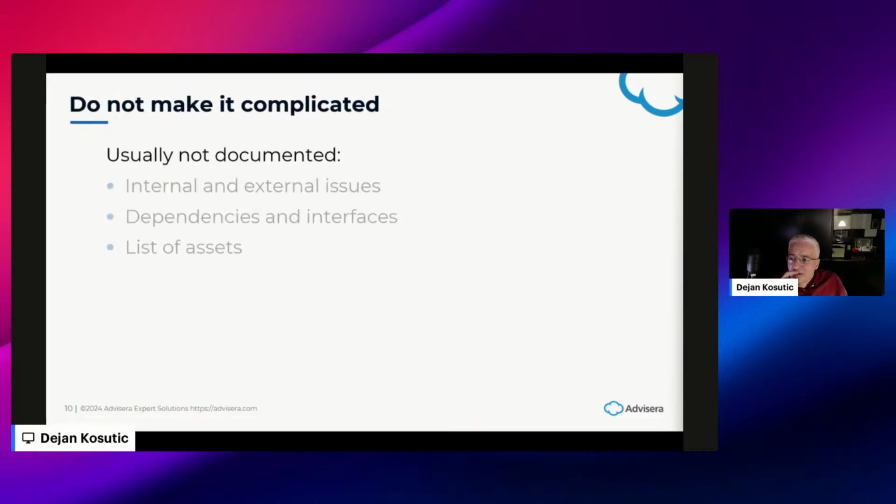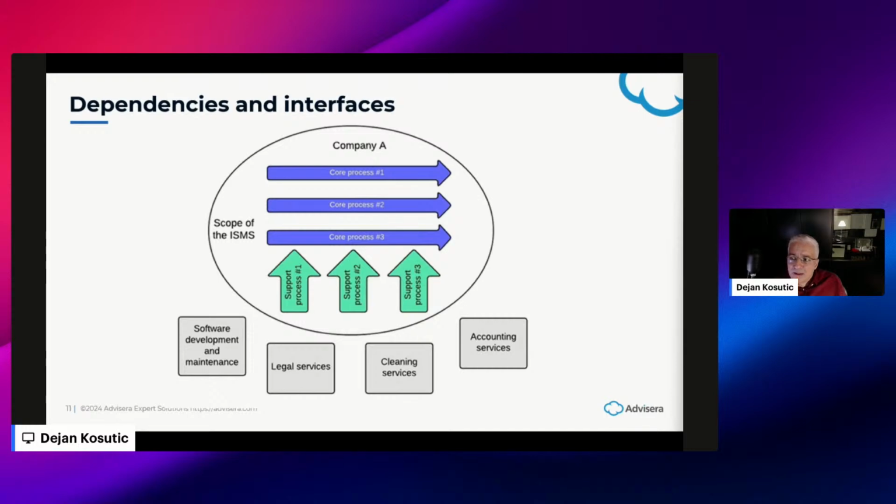Okay, anyway, let me move on with the slide about dependencies and interfaces. So basically, what are these dependencies and interfaces? First of all, when you analyze your company, you have to see, when considering the departments within the company, what are they dependent on? In this case, you see a company A, it has 3 core processes and 3 support processes. And basically you decided that all of these core processes and support processes are part of your ISMS scope, which is great.